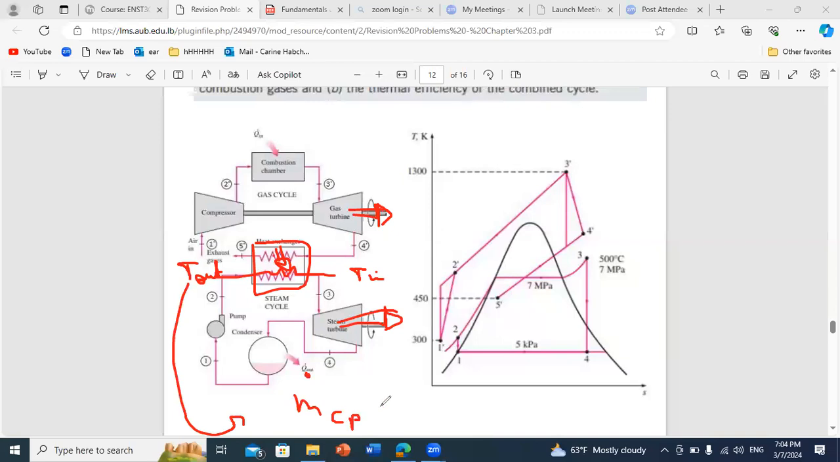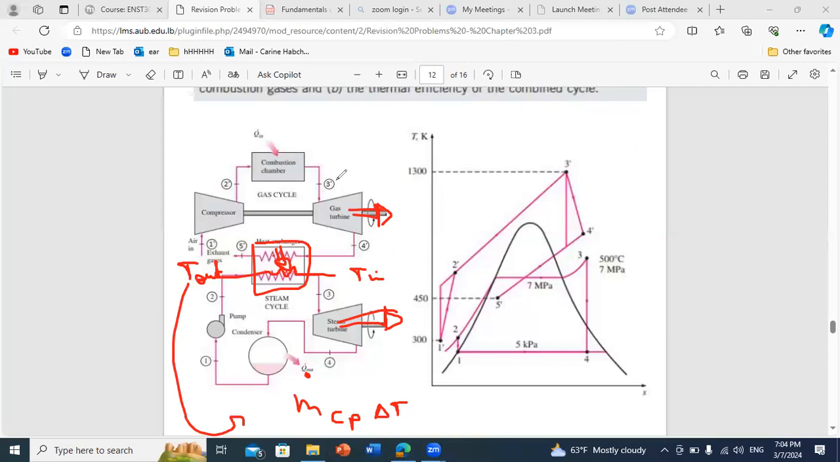And in case it's changing phase, they need to give you information to know the enthalpies at the inlet and at the outlet state. So we can use several combinations of systems depending on the purpose. If the purpose is cogeneration, we can use a heat exchanger to heat water or any other fluid.